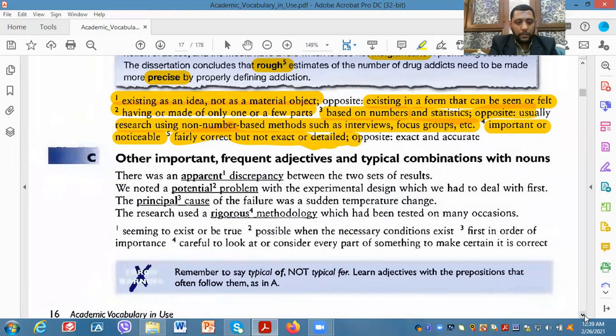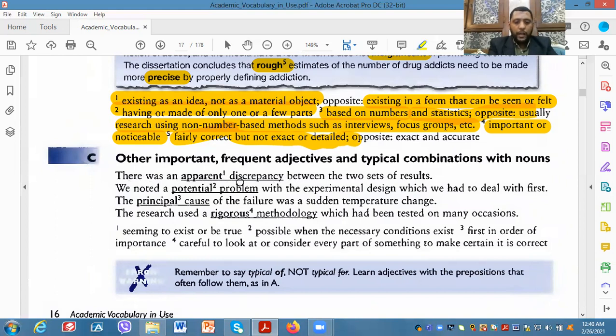C. Other important frequent adjectives and typical combinations with nouns. Okay, let's see the first one. This is now a typical combination of an adjective with a noun, a typical combination between adjectives and nouns, okay?